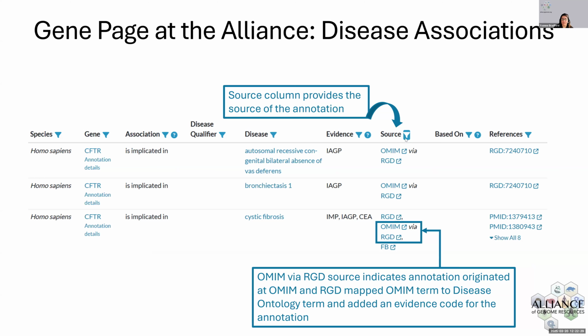I want to point out that the source column provides the source of the annotation. Sometimes you'll see OMIM via RGD as a source. This indicates that the annotation originated with OMIM and that RGD mapped that OMIM term to a disease ontology term and then added the evidence code for that annotation.